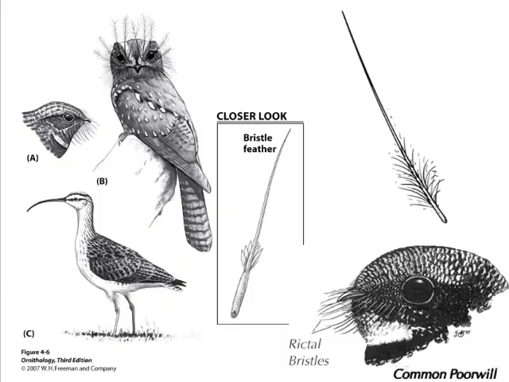Finally, bristles are mostly rachis with barbs present proximally. So now near the base of the feather, you have some barbs. Eyelashes are actually bristles. Bristles are also found around the rictus, around the mouth, and they're called rictal bristles. Especially in flycatchers and nightjars, these are really pronounced. And this suggests the function is somehow related to the act of flycatching.